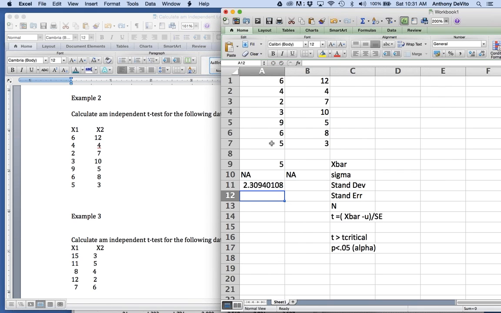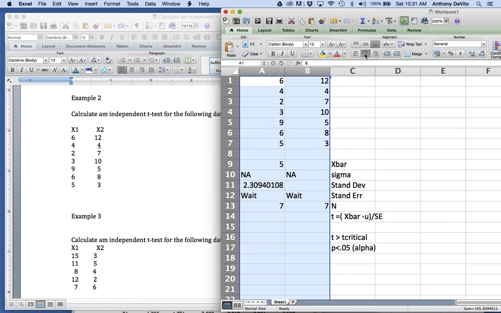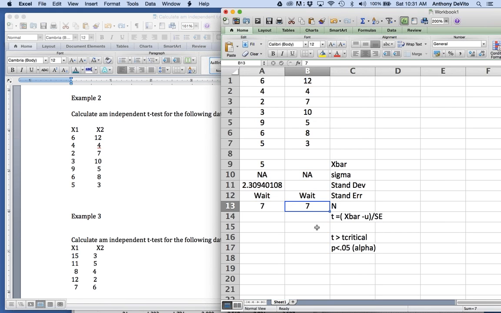I'm going to do one, and then I'm going to copy over the other. Okay, and we're not going to worry about the standard error right now. I'm going to hold off on that because we're going to have some decisions to make. Sample size here is 7. Sample size here is 7. It does not have to be the same necessarily. I'm going to center these here so it makes it easier to read. Okay, so now the t-score, we're going to calculate that in a moment, and so on and so forth.